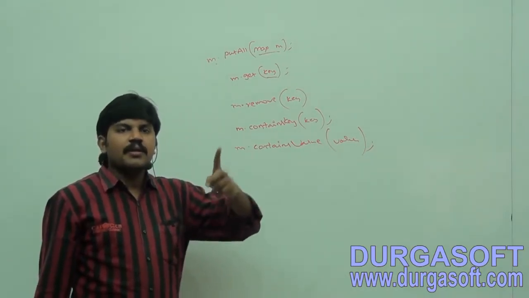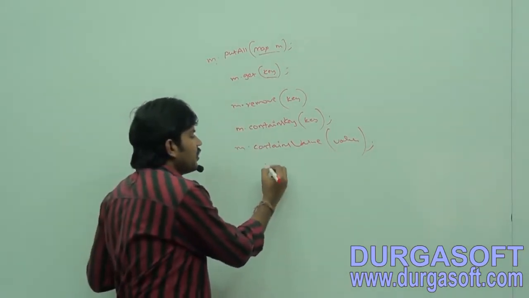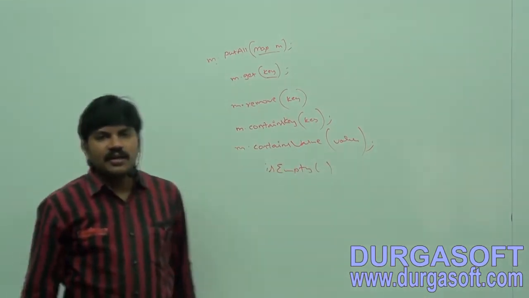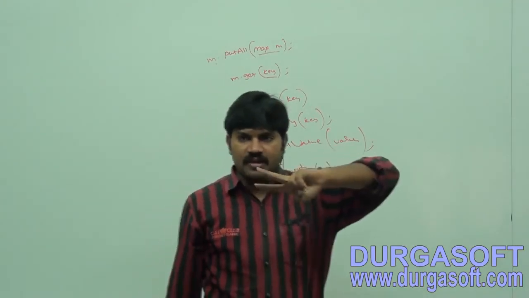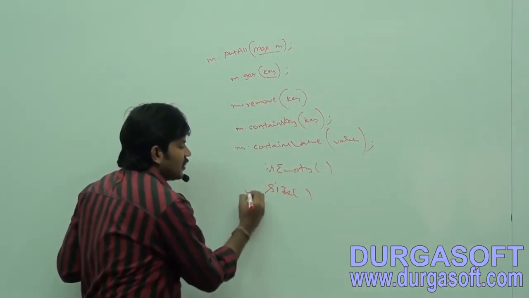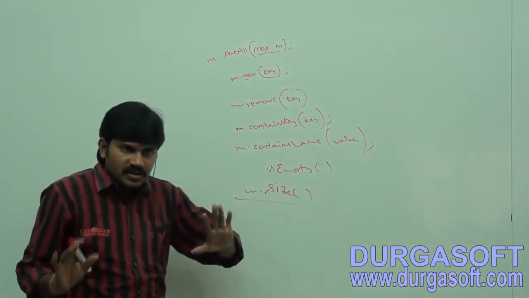Next up, whether map is empty or not. Are you getting? I want to check whether the map is empty or not. Is empty. Next up, if it is not empty, how many key value pairs are there? Then we should go for what? Size. M dot size. The number of key value pairs by default we are going to get. Is it clear for all of you?